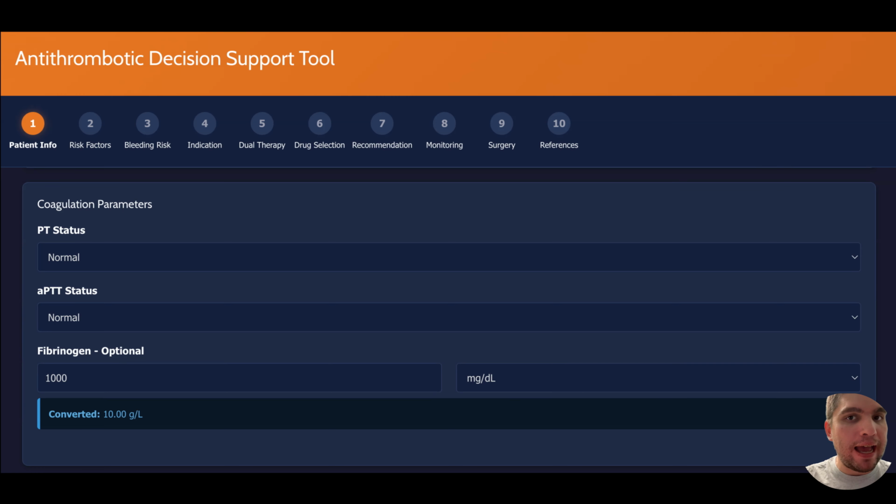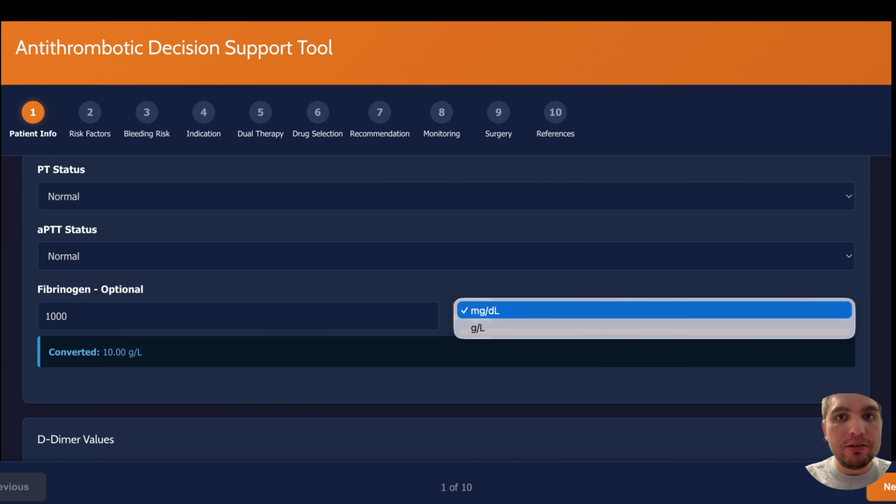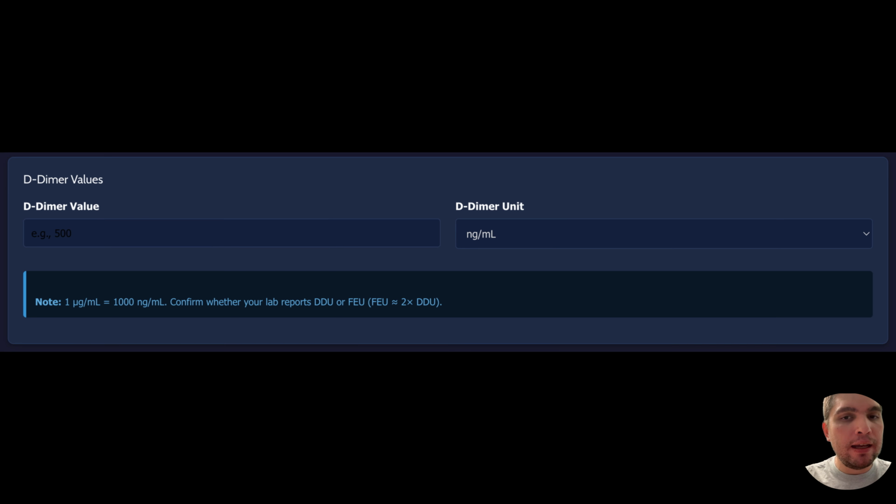We also had access to fibrinogen. Again, if in your hospital you can't measure fibrinogen, that's fine. You can just leave it blank. But in our case, it was 1,000 milligram per deciliter. Again, if you have access to different units, you can switch it over here. And then we did not have D-dimers, or maybe we had them, but I can't remember that information. So we can just skip D-dimers for now. So that was the initial step.